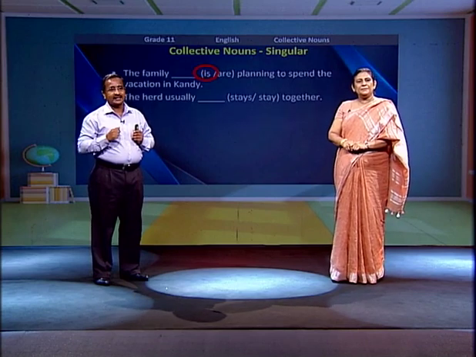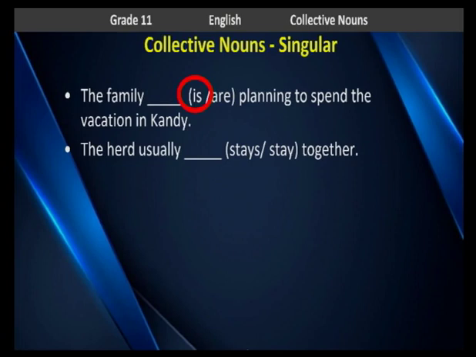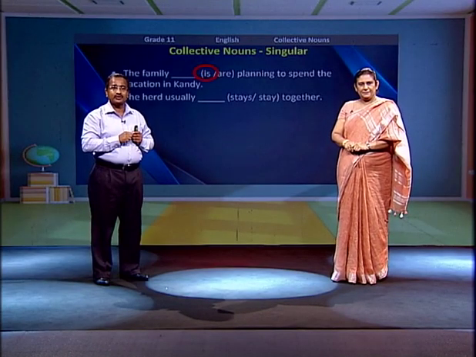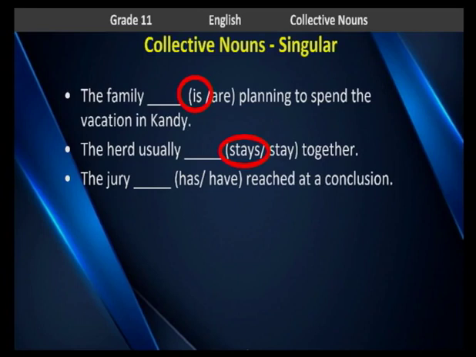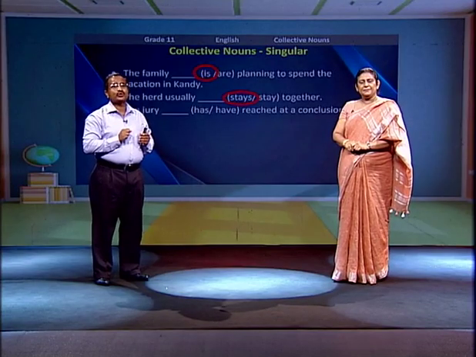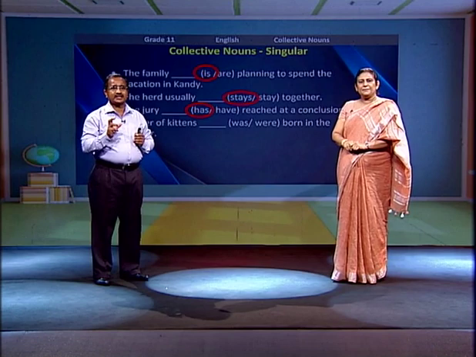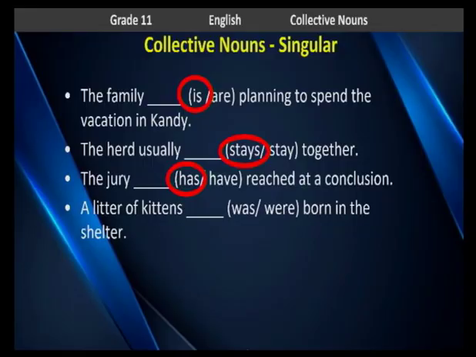The second sentence, can you read it out? The herd usually stay together. Herd refers to a group, one unit, so it stands as a singular noun, so it carries a singular verb. And the third example, the jury have reached a conclusion. There are members in the jury, we know that. But remember children, the jury is considered in this sentence as one unit, a single unit, so it should carry a singular verb. Fourth example, a litter of kittens were born in the shelter.